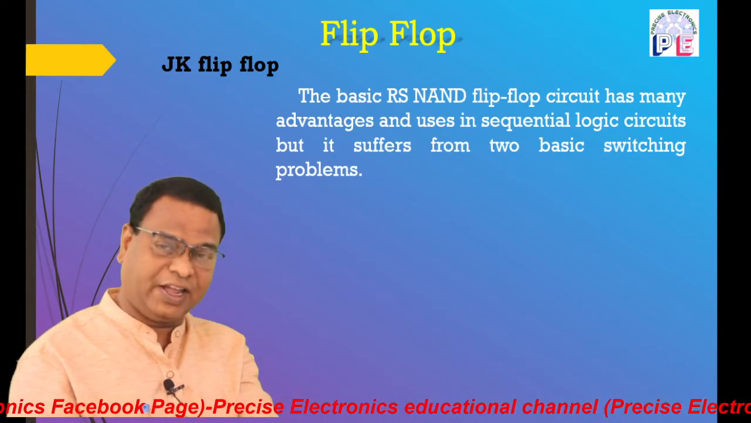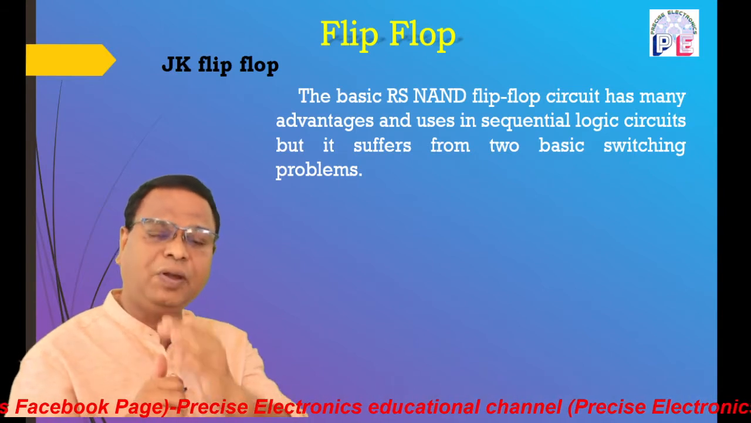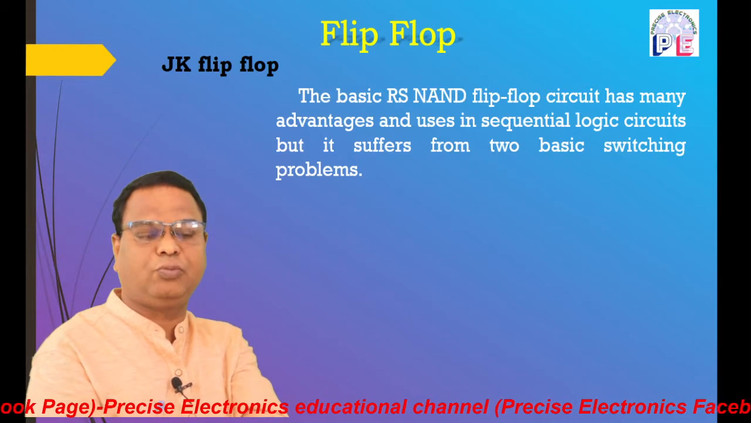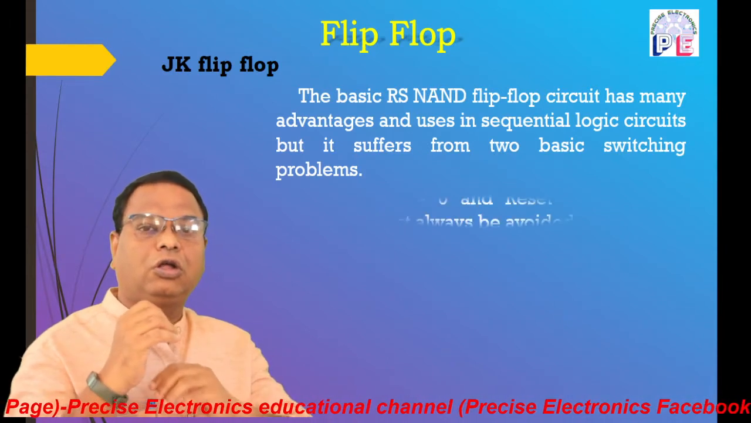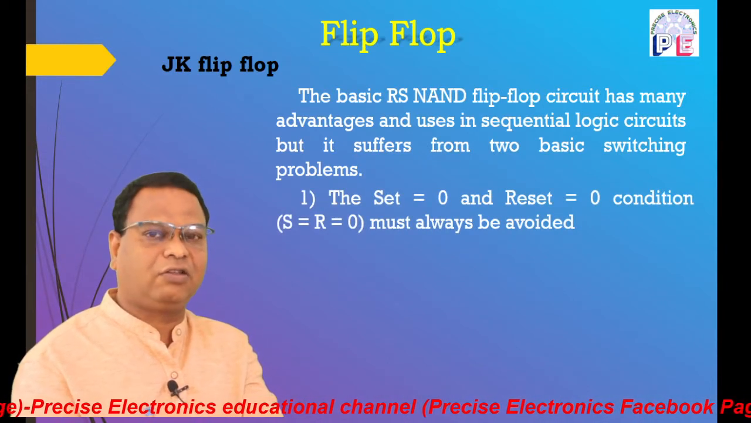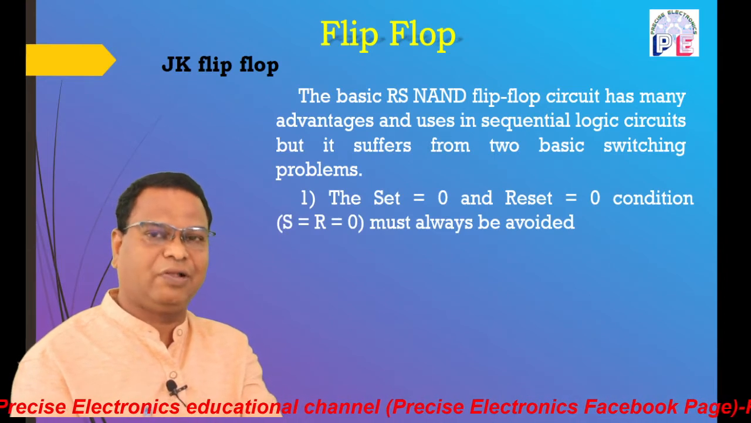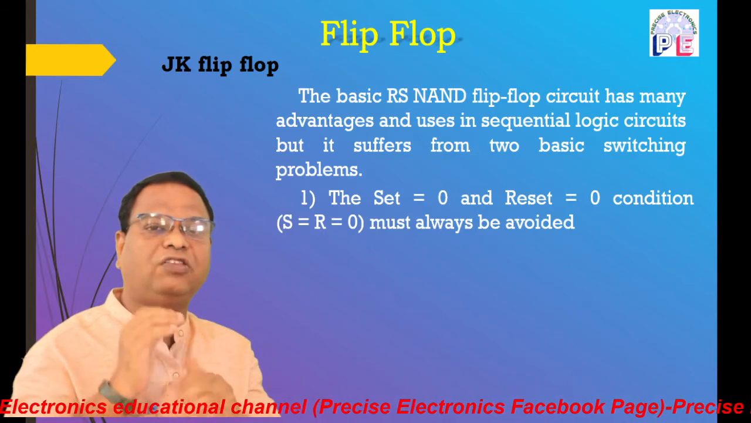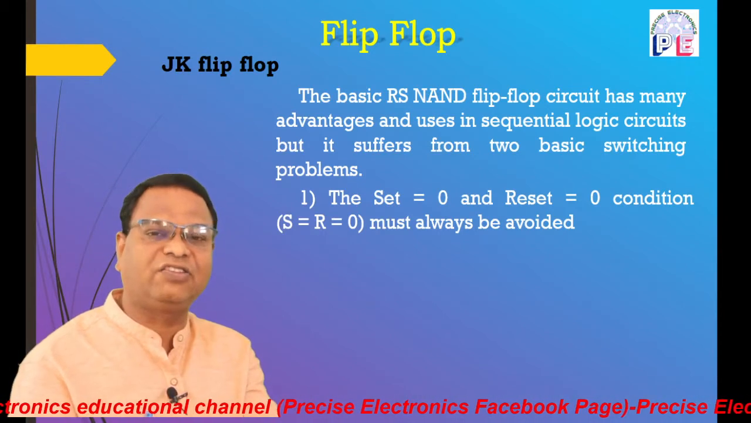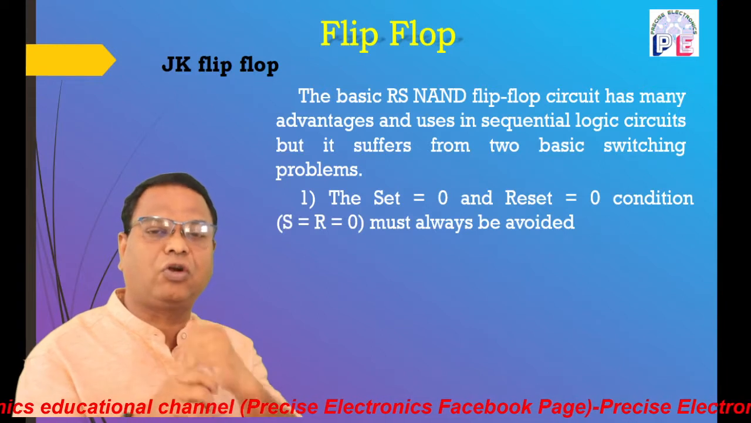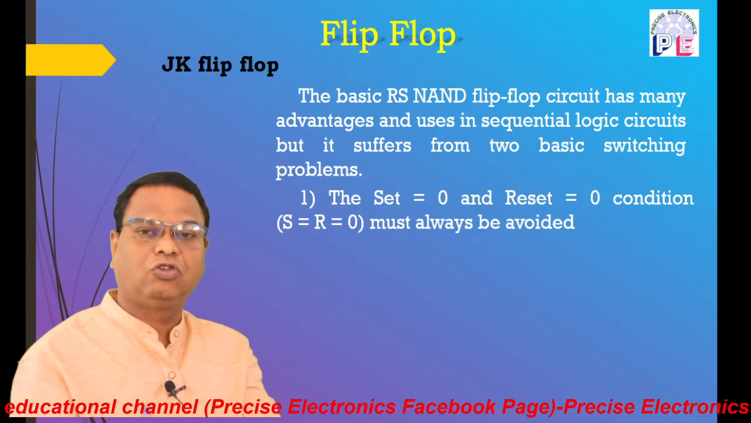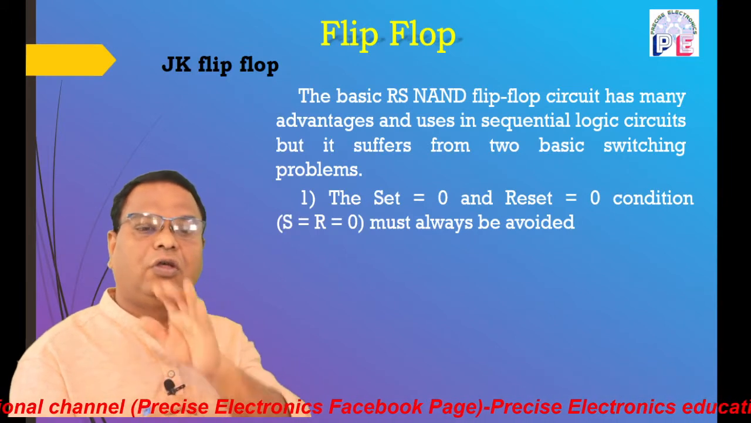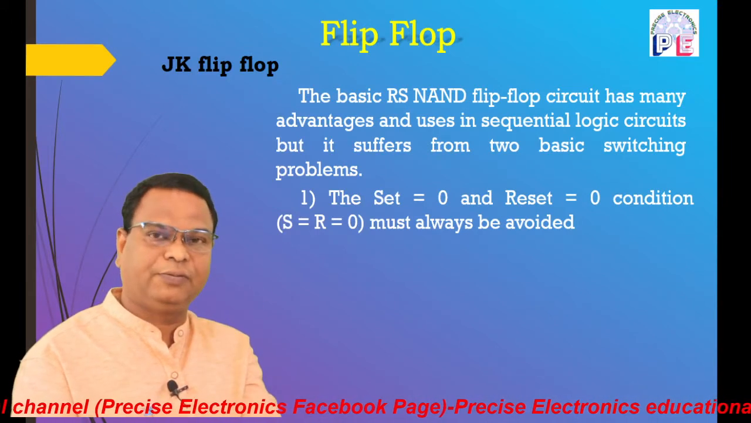The first drawback is that in case of the RS flip-flop using NAND gates, when both set and reset inputs are low, the forbidden state or race state appears. It means that when both set and reset inputs are low, we are not able to predict the output state, and this state is known as a forbidden state or a race state. So this input, that is S and R both 0, must always be avoided.